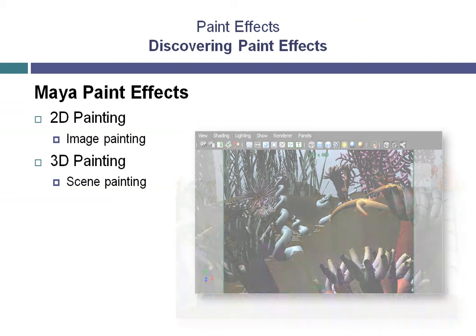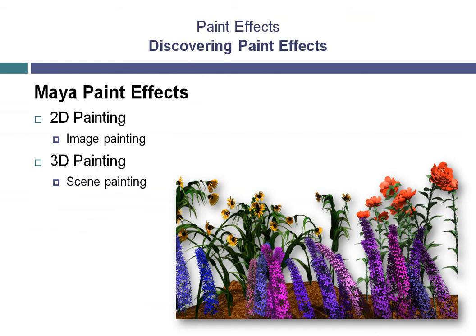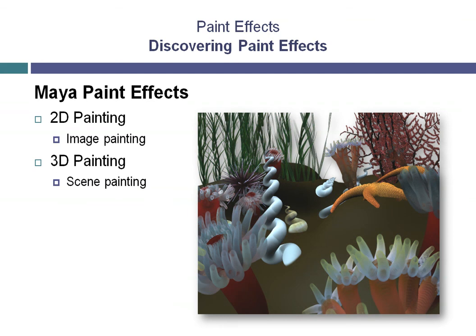Let's take an example of flowers in a flower bed. There are a variety of preset brushes that use what are called tube objects. These are three-dimensional objects that grow from your brushstroke. So you can choose different flowers and paint them in the flower bed where you want them to be. Another example is the one to the right. You can see that we've created an underwater scene completely populated by Paint Effects objects.